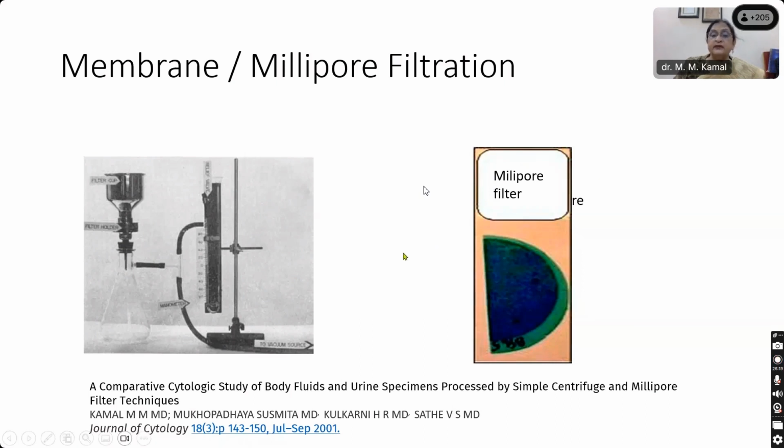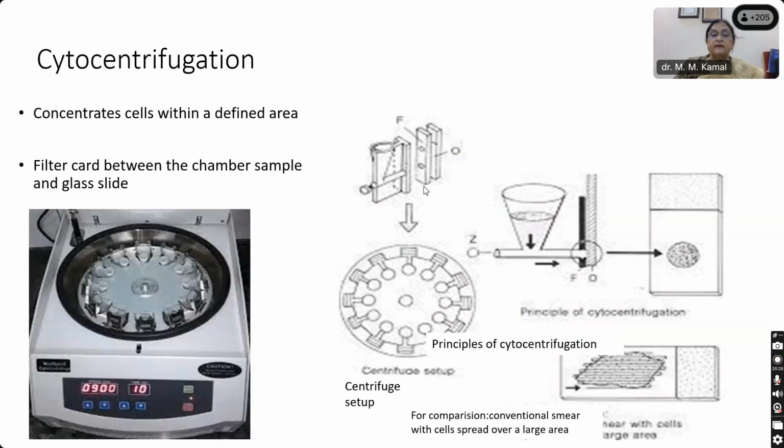So these methods are very physically demanding. Each sample takes a lot of time. Because of the complexity of the method, they have stopped using it in many places. Now, cytocentrifugation is the cytospin method. This is again a very mechanized, simple method.